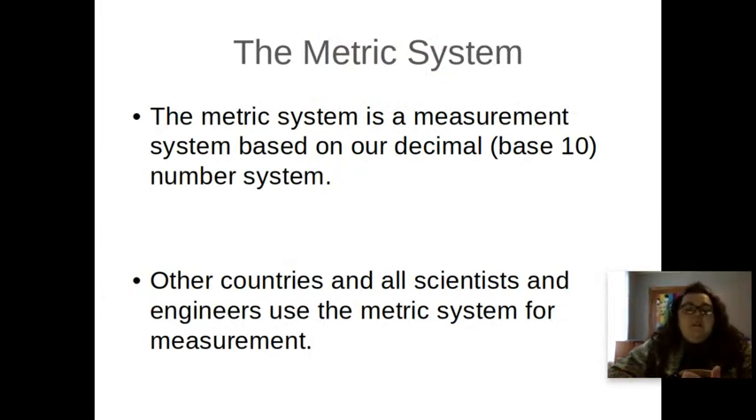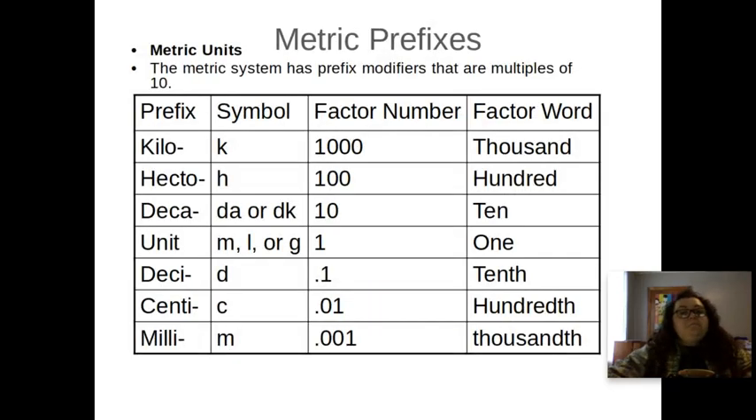So kind of like I talked about earlier, the metric system is based on the base 10 number system. So it's very easy math compared to the fractions of the other ones. Other countries and scientists all use this for measurement. So whenever we do science in America, someone else from a different country can go in and look at it and do the same thing, and they don't have to worry about converting everything.